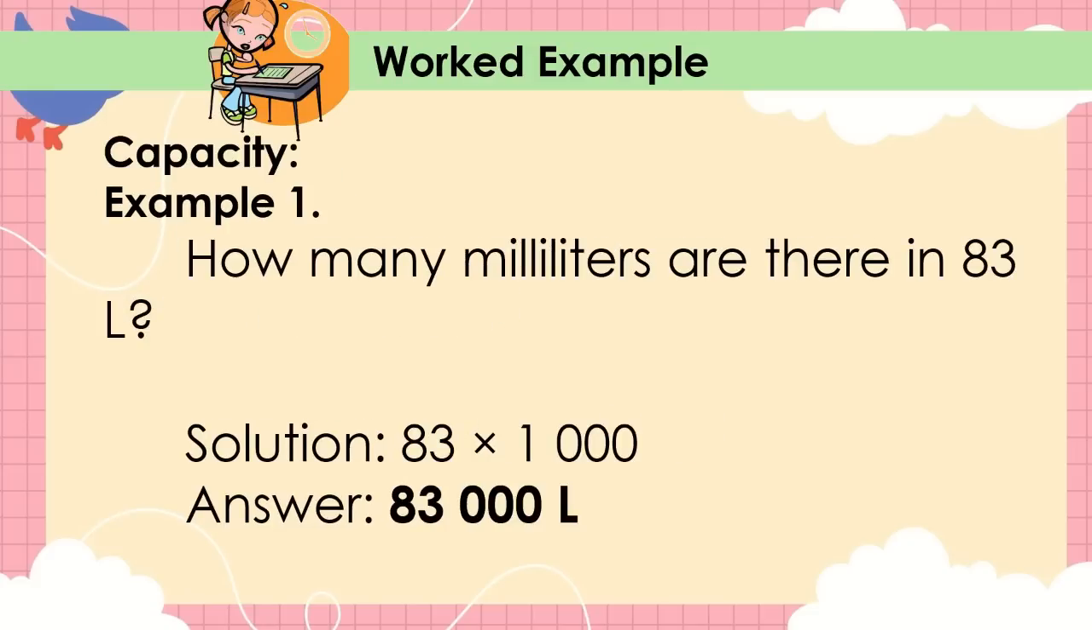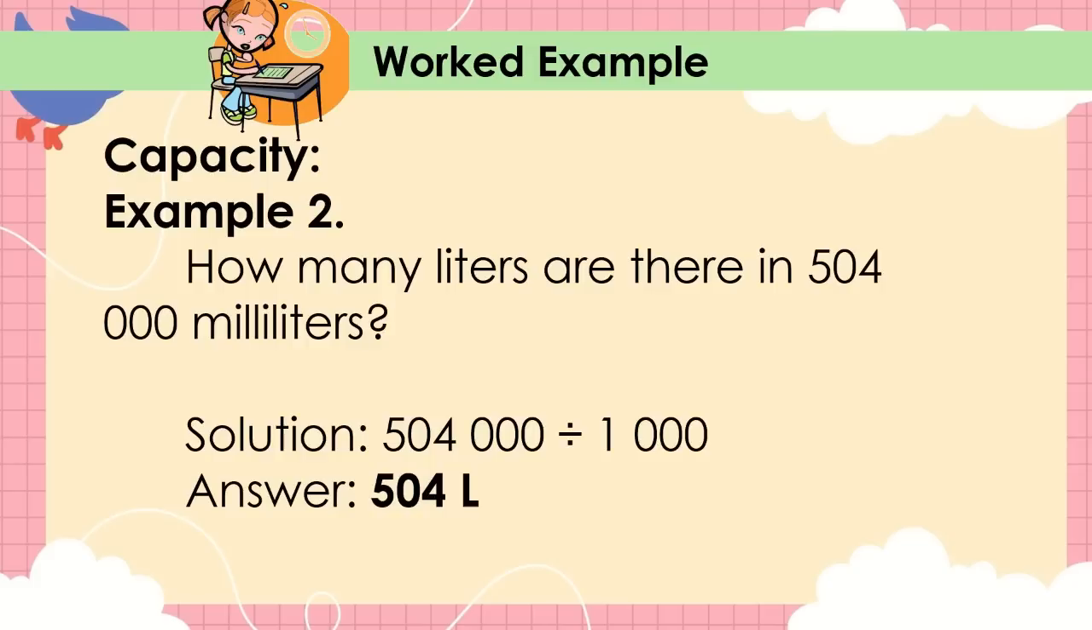For capacity, how many milliliters are there in 83 liters? Solution: 83 times 1000. Answer, 83,000 milliliters. Example 2, how many liters are there in 504,000 milliliters? Solution: 504,000 divided by 1000. The answer is 504 liters.